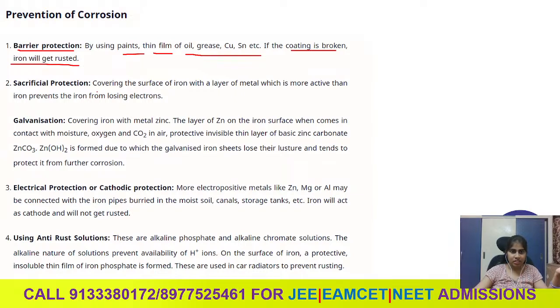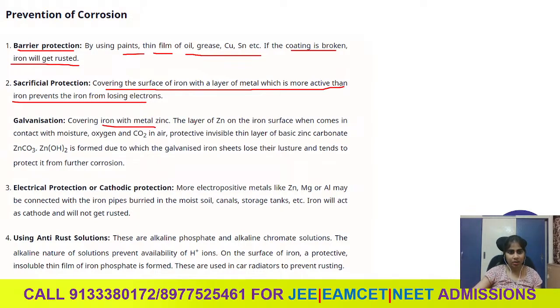Next, sacrificial protection. What is sacrificial protection? Covering the surface of iron with a layer of metal which is more active than iron, which means the metal which is more reactive than iron. If we protect iron with that metal, it will react first with the atmospheric gases. So that is sacrificial protection. And next, galvanization. This is also the same, covering iron with metal zinc. That process is known as galvanization.